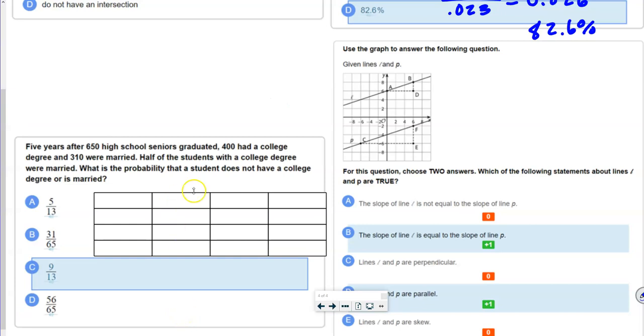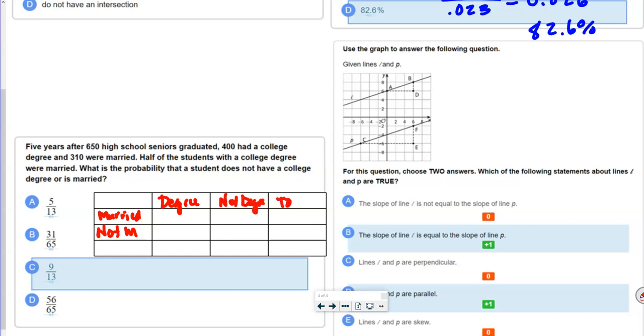Okay, so we've got the students, so it says 650 high school seniors graduated, 400 had college degrees, 310 were married, half the students with college degree were married. So obviously we have married, not married, college degree, not college degree. Okay, so I'm going to do married here and not married. I'm just going to say not M. Okay, we're going to say college, or actually just call it degree. So let's say degree here and not a degree, okay?